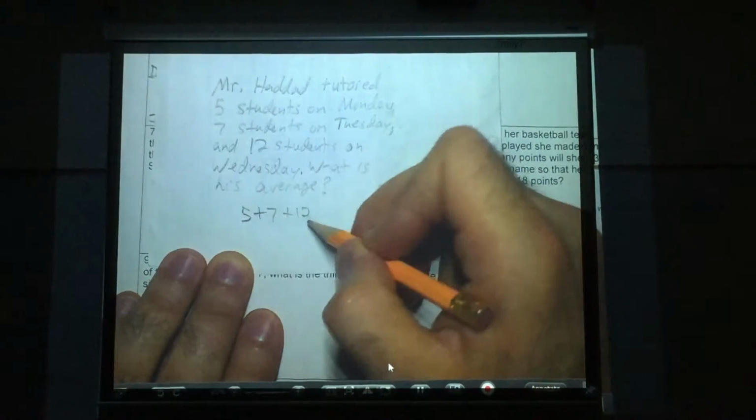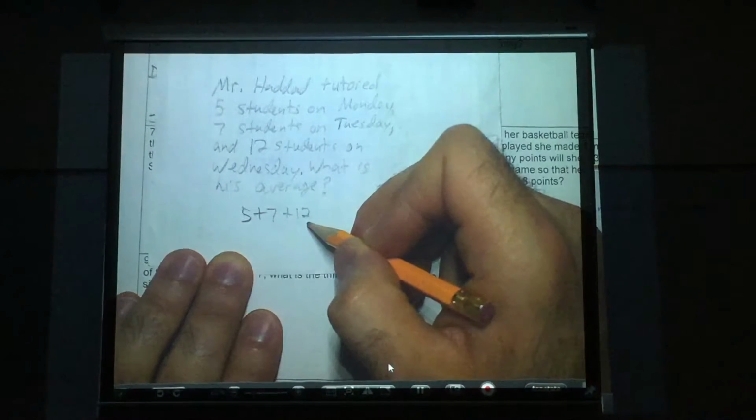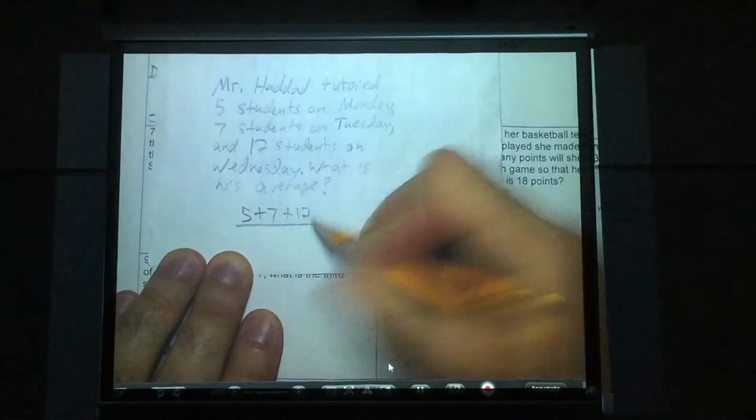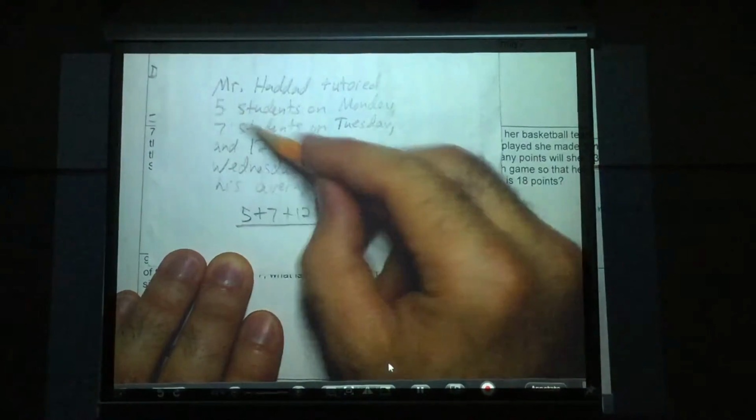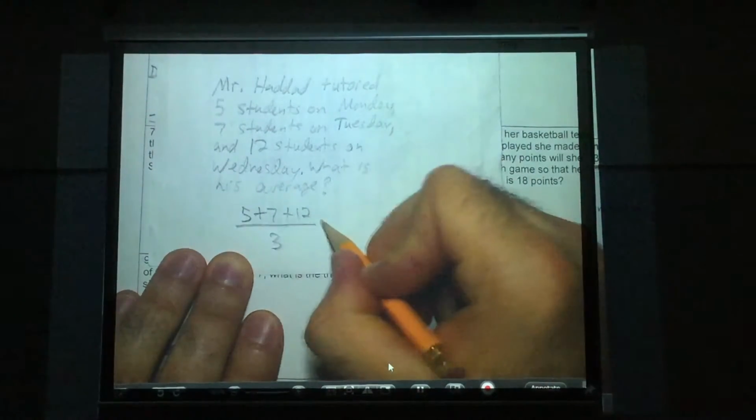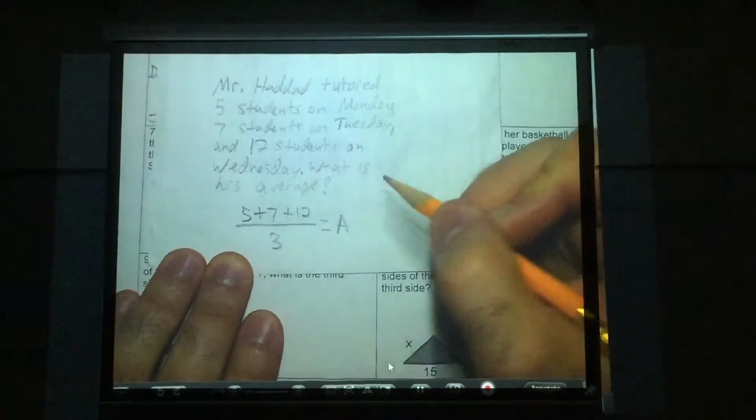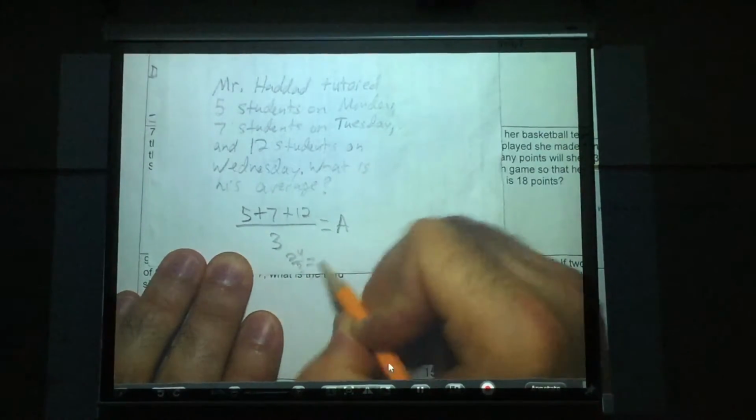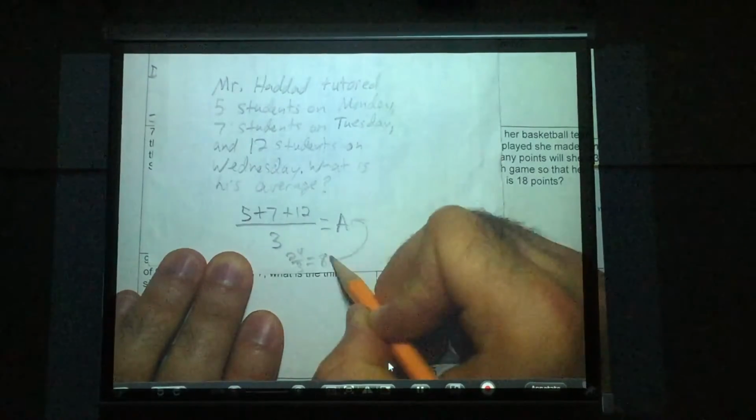Now, this is not the average. This is just the total of the days. The way that you find the average is you divide it by the amount of data points you have. We have 3 data points, so I'm going to divide this by 3. That will get me my average, okay? So this is going to wind up being 24 over 3, which equals 8. The average is 8. So Mr. Haddad tutors about 8 people per day.